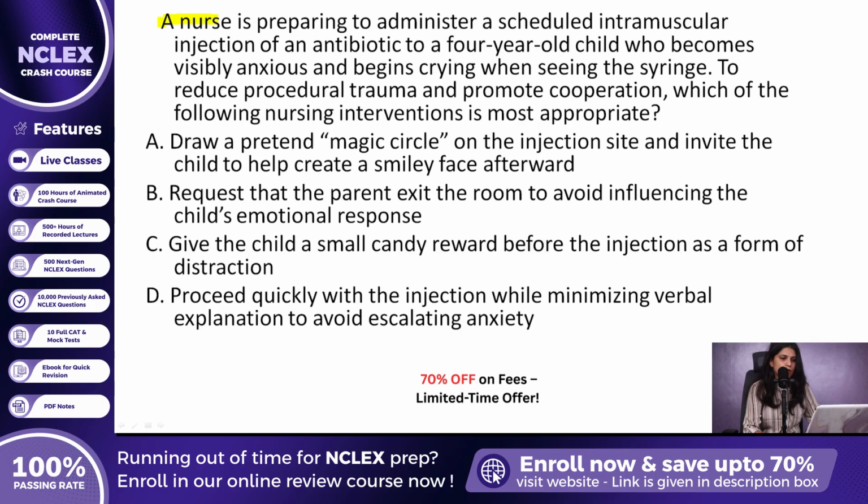Another opportunity to score. Let's see the question. A nurse is preparing to administer a scheduled intramuscular injection of an antibiotic to a 4-year-old child who becomes visibly anxious and begins crying when seeing the syringe. To reduce procedural trauma and promote cooperation, which of the following nursing interventions is most appropriate? Now, let us explore each of the options to see which one reflects the best approach for a preschool-aged child.